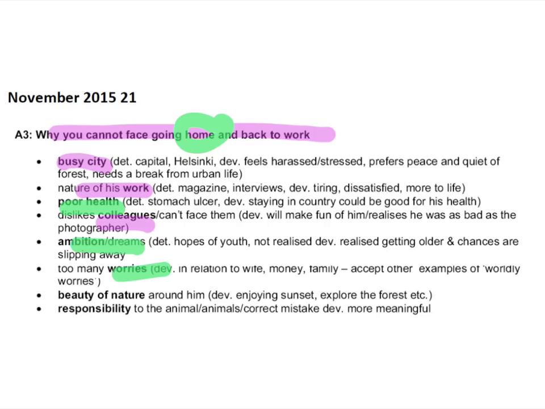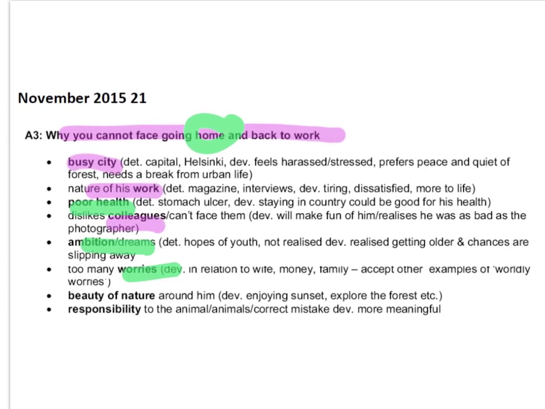But also, why you cannot face going home and back to work. More simply, that's implying that your home and work situation is bad, obviously, but also, as we see in the bottom two bullet points here, you can't face going home, back to work, because where you are at the moment is much better. Okay. So looking at the mark scheme, the first few points go into what we talked about before, about why going home and back to work is a bad thing. And those final 2 points right at the bottom are why staying here is better. So the beauties of nature around him and sense of responsibility to the animals and so on.